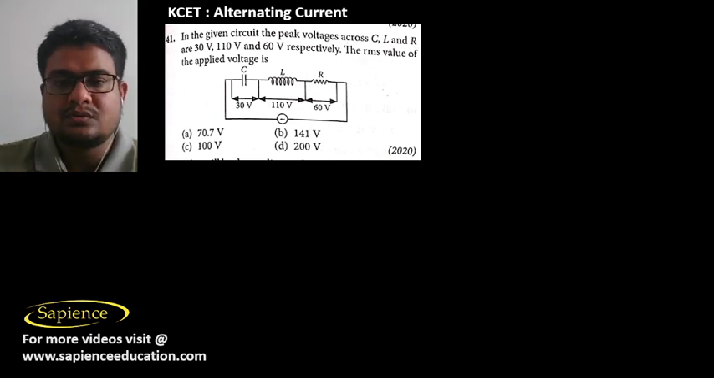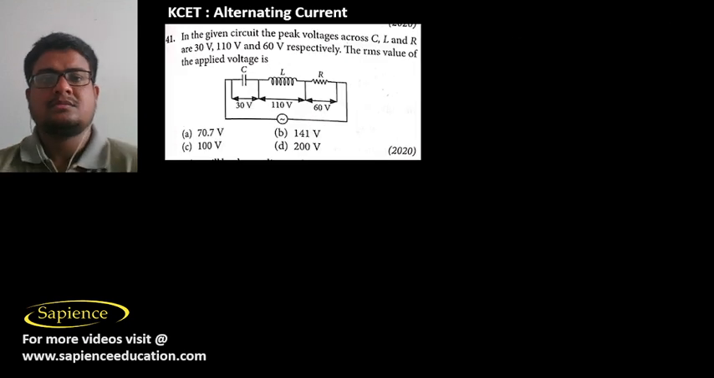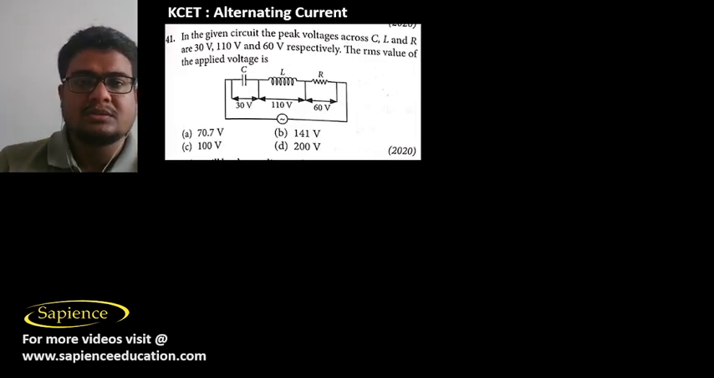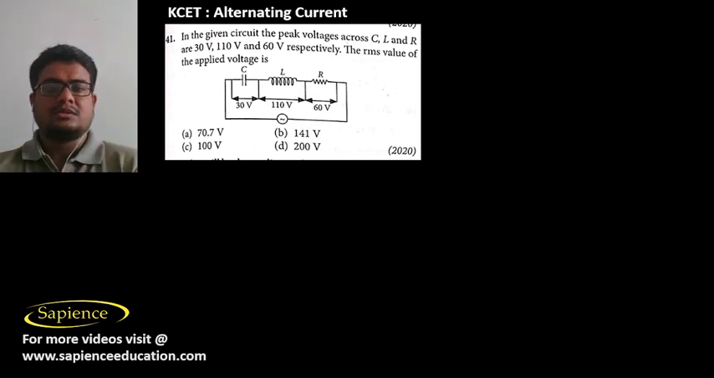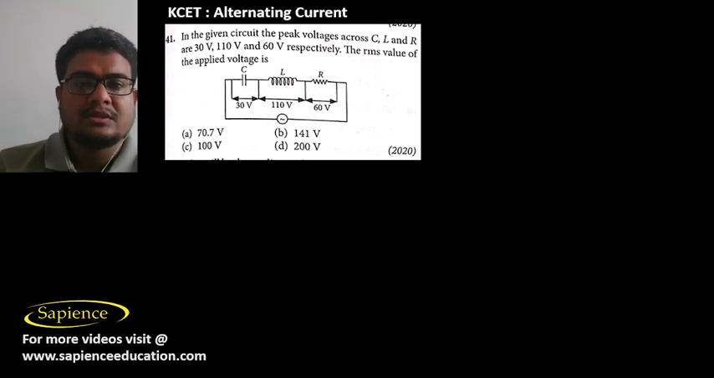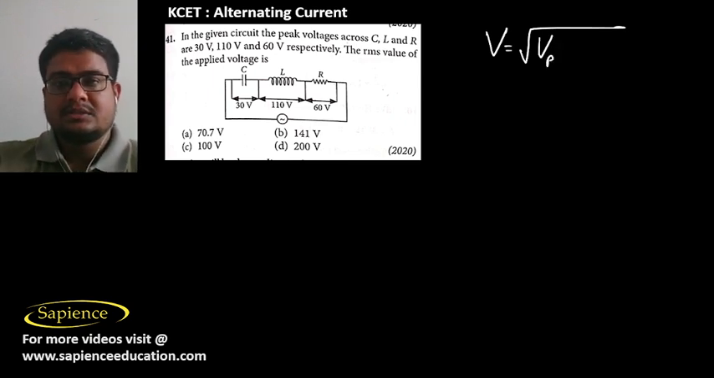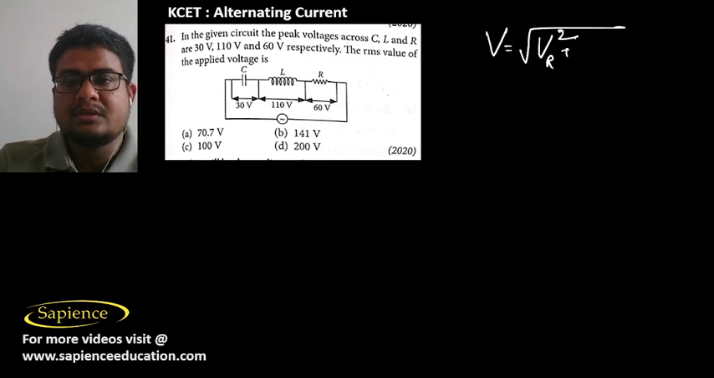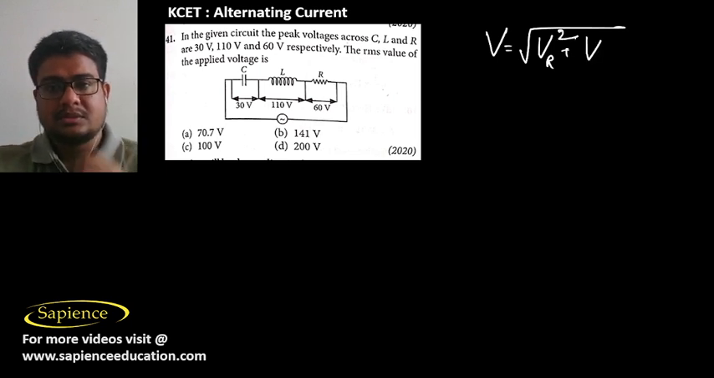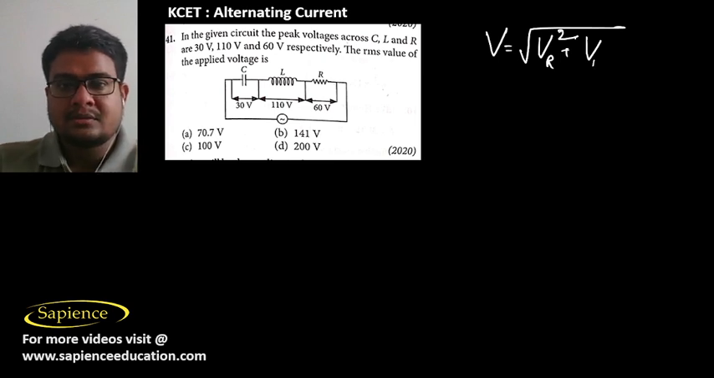In question number 41 it is told that in the given circuit, the peak voltages across C, L and R are 30 volt, 110 volt and 60 volt. Find the RMS value of the applied voltage. The RMS value of the applied voltage is the square root of the RMS voltage across the resistor squared plus the RMS voltage across the inductor minus the voltage across the capacitor, squared.